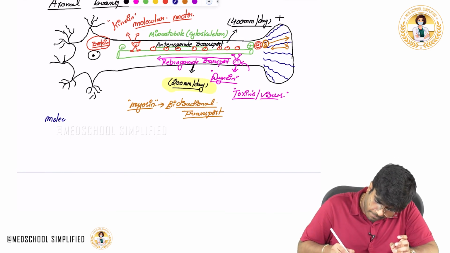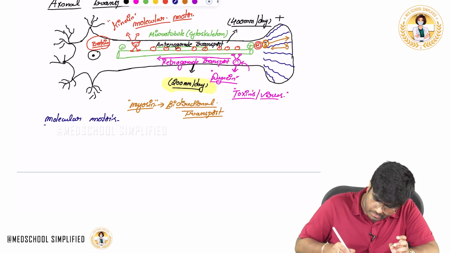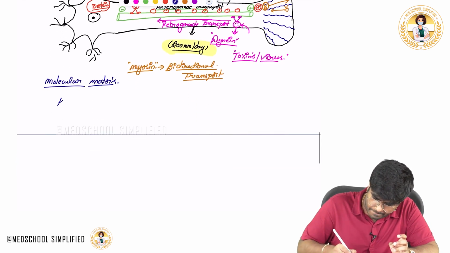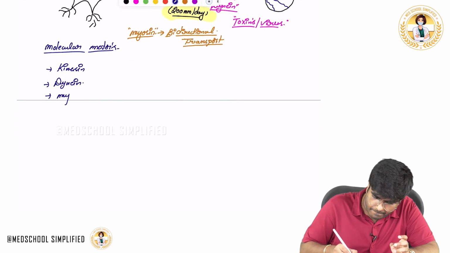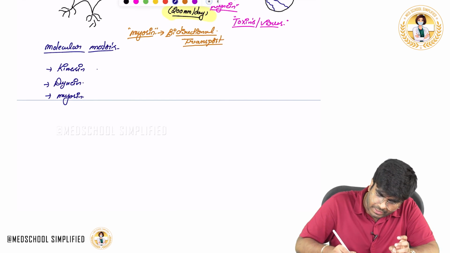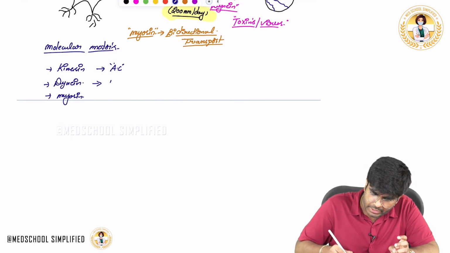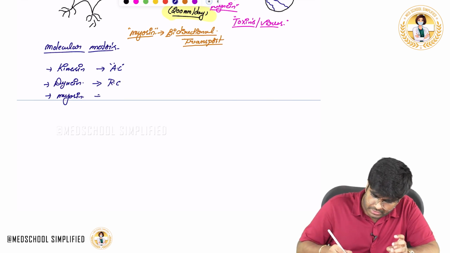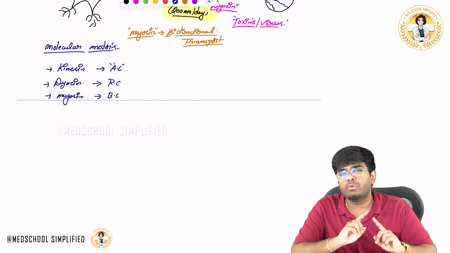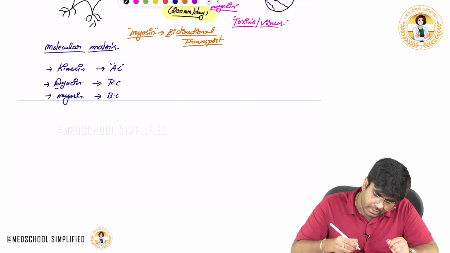Molecular motors are kinesin, dynin and myosin. Okay, kinesin helps in anterograde cargo, anterograde transport. Dynin helps in retrograde cargo, reverse axonal transport, and myosin is bidirectional cargo. Means both the ways.